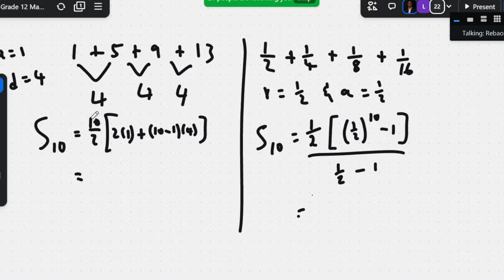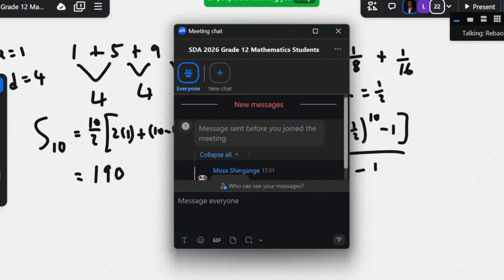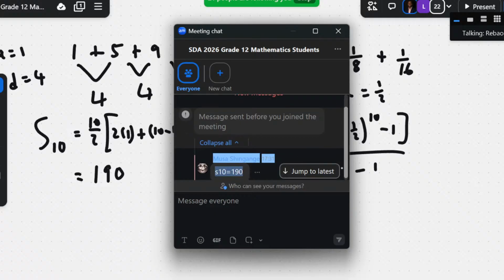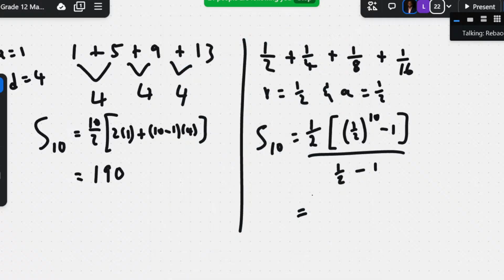So again, if someone will do this on the calculator, we got a 190 here. I see the answer of 190. That's excellent. And then the next one, who's doing this one of S10? Let's check. I'll be checking the chats there again. It will be great if I get responses. Okay, I'll wait for S10.